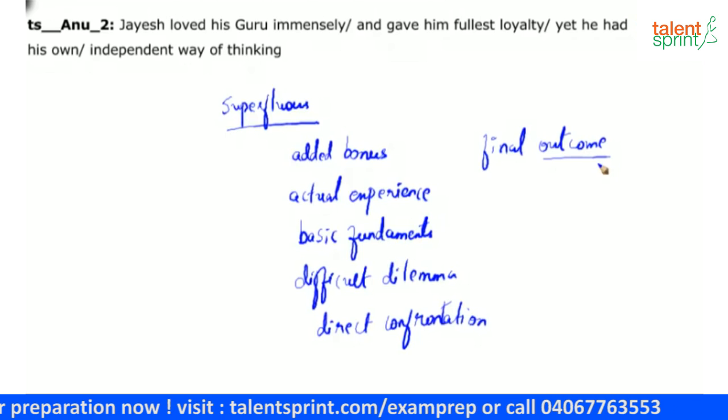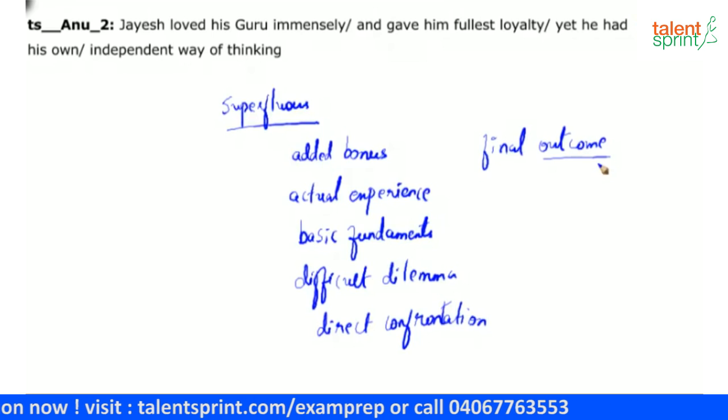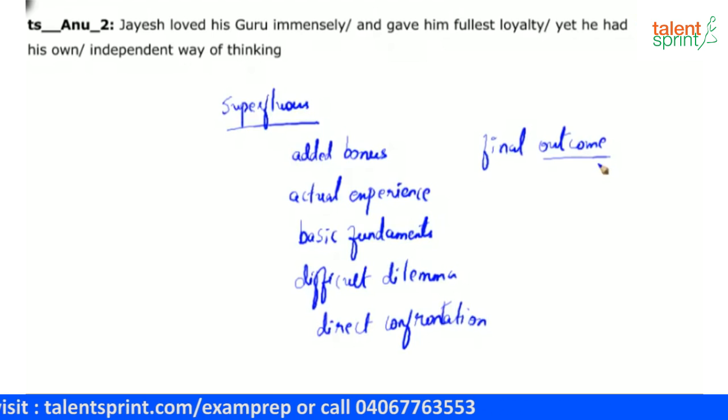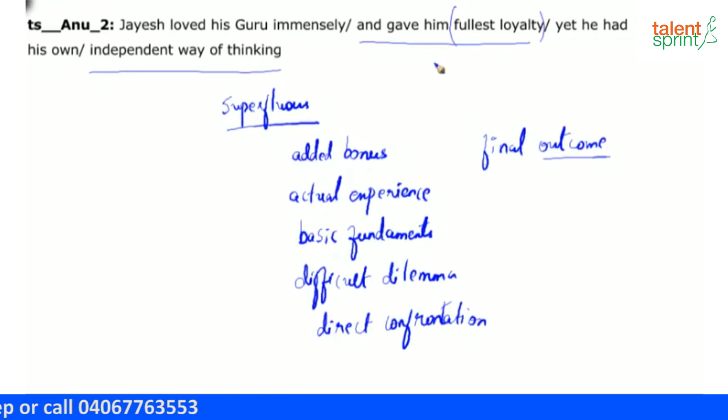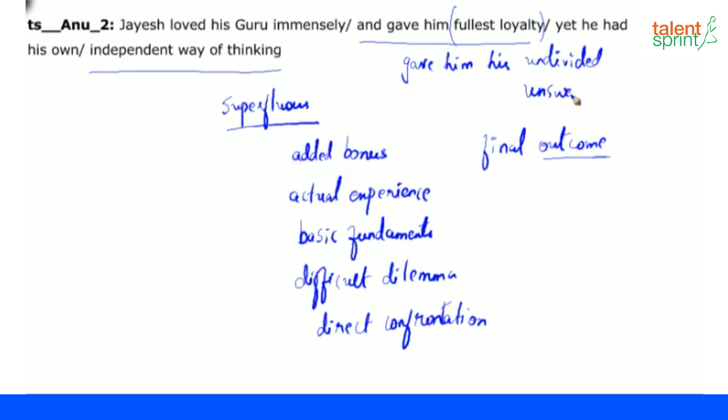I want you to keep these things in mind. So here basically in this question, we have two errors. One is in part B and the other one is in part D. So we've understood that this is not the right collocation. We have to add the expression gave him his and then add the right colloquial expression, which can be either undivided or unswerving. And then we said part D, we don't need independent. Let's move on to the next one.